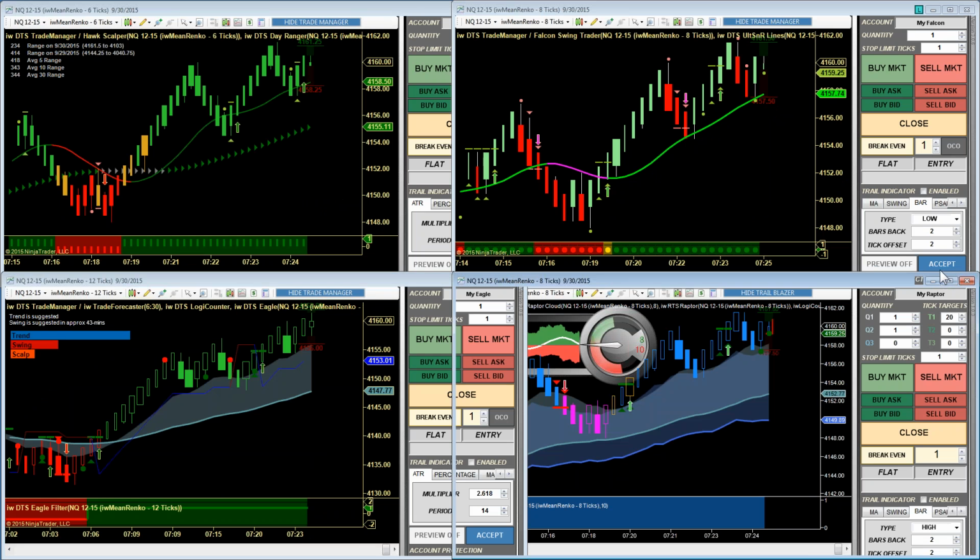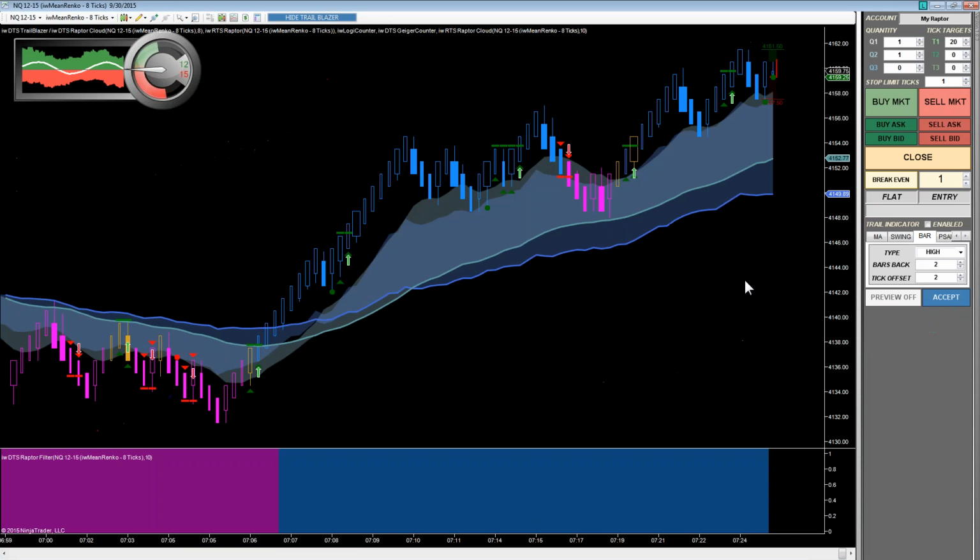Let's see if we got a nice signal here on the Raptor. Yeah, we got the cloud crossover right here. Note again how the cloud is supporting the signal. So there's a signal you could have taken with a fair amount of confidence. Into the hard edge bounce, comes out. This one would have been a little bit trickier.